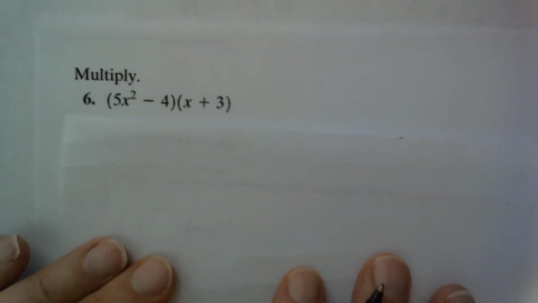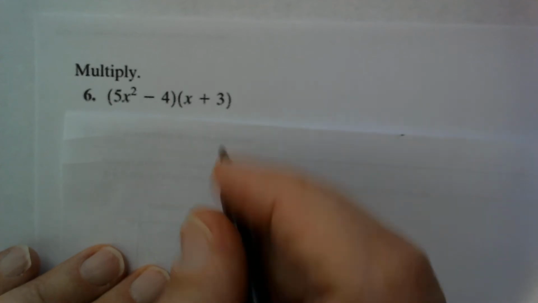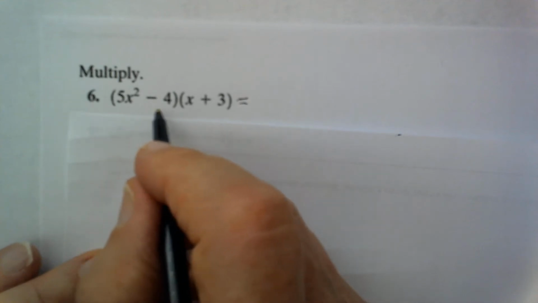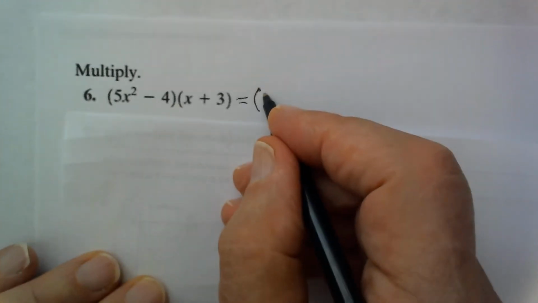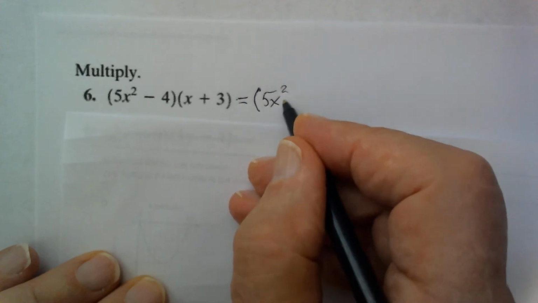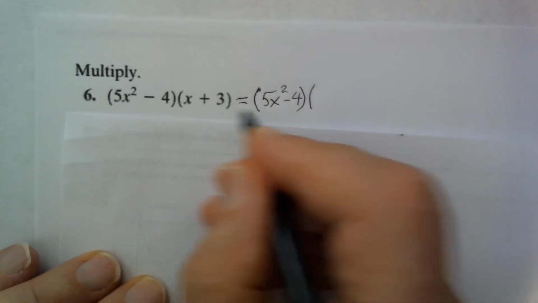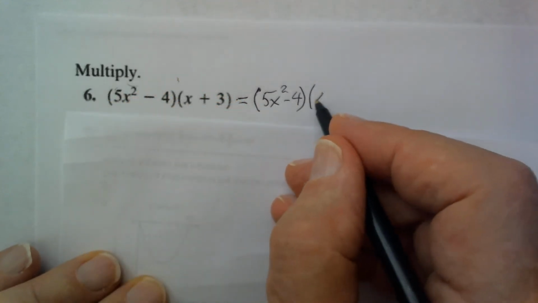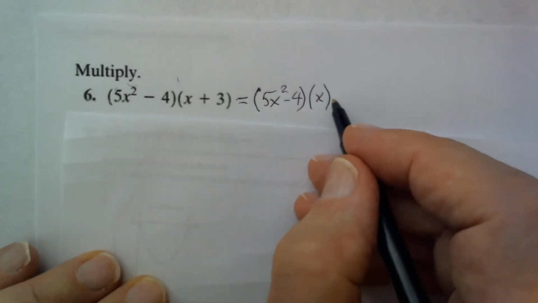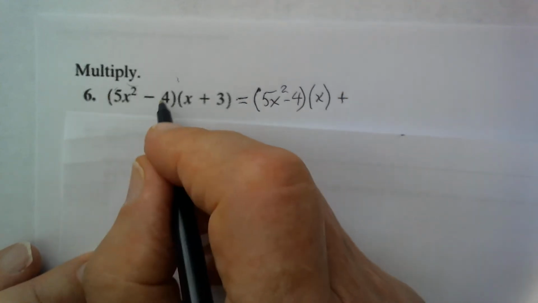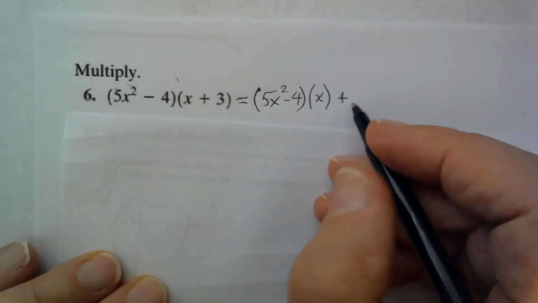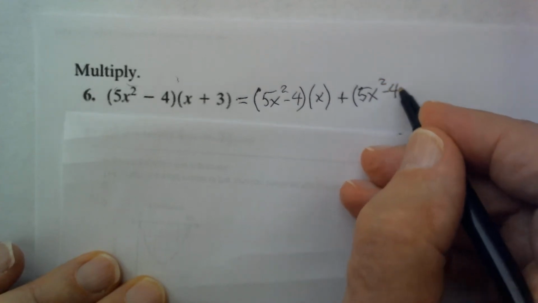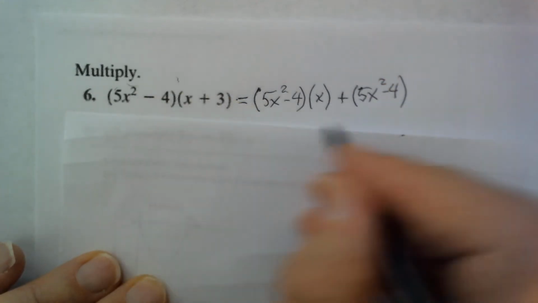So how do we multiply two binomials? Well, it's really the same procedure. We multiply the first binomial 5x squared minus 4. So that is a factor 5x squared minus 4 times the first term. So it is this binomial times x plus 5x squared minus 4 times 3. So 5x squared minus 4 times 3.